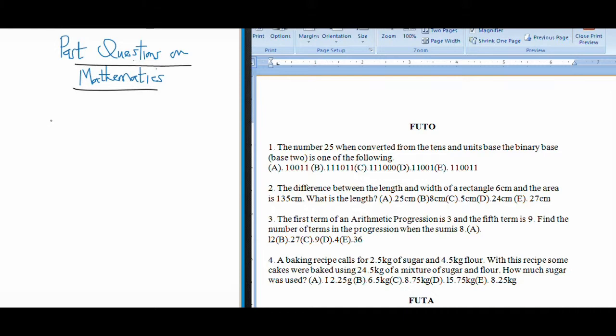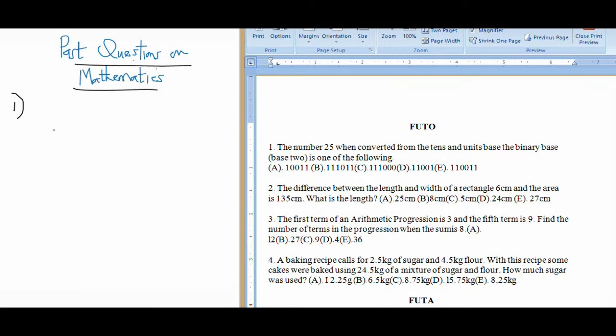The first question today is: the number 25 when converted from the tens and unit base to the binary base 2 is one of the following. What the question is saying in essence is we are to convert 25 from base 10 to a number in base 2. That is the binary number.